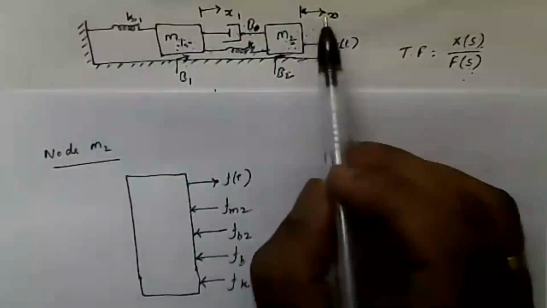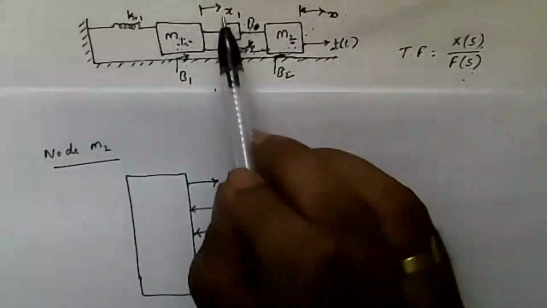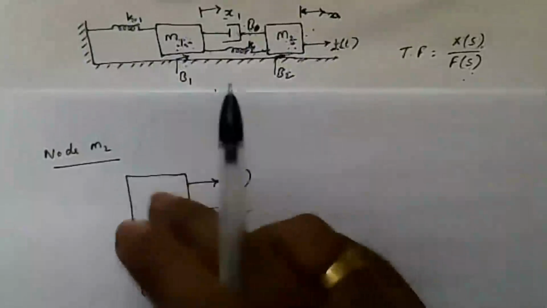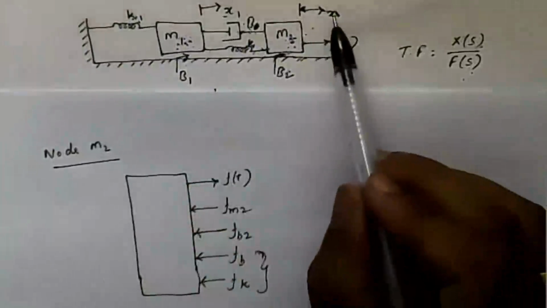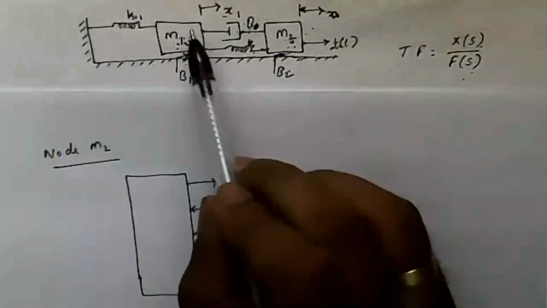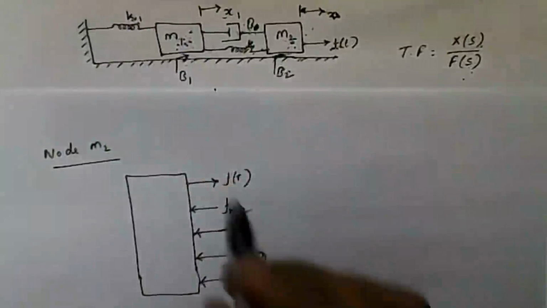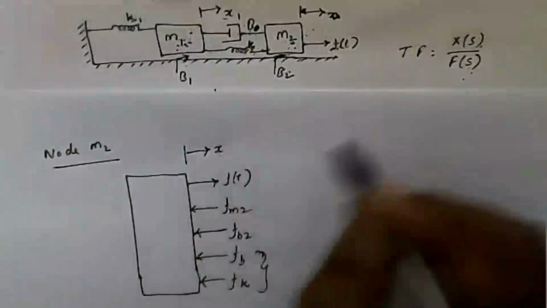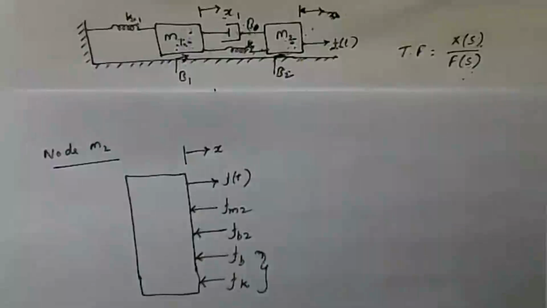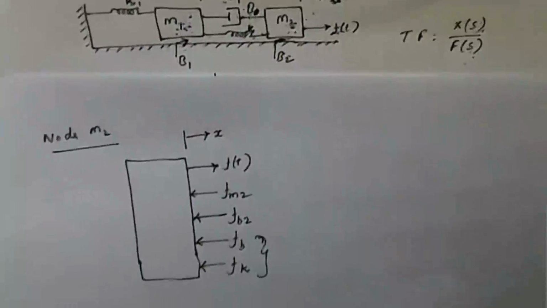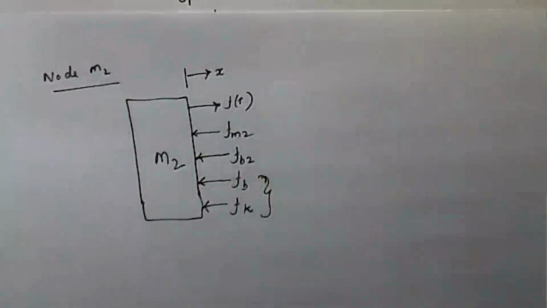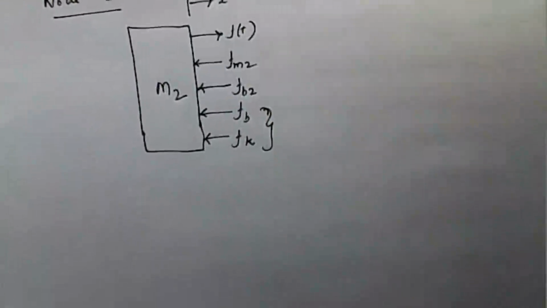So take the displacement as x minus x1, the calculated node displacement minus the other node displacement, the other end displacement. Here the calculated node displacement is x. Now, for M2, write the differential equation.